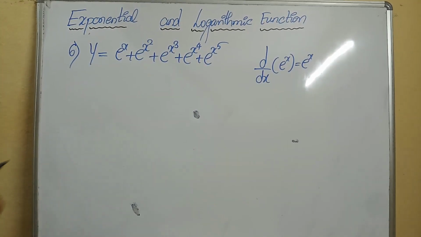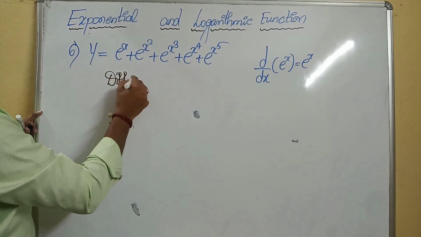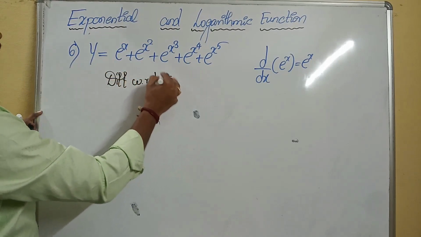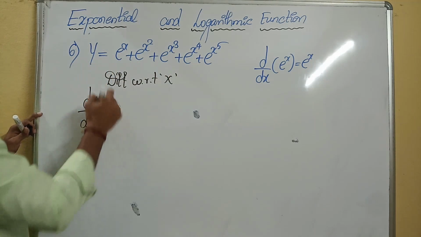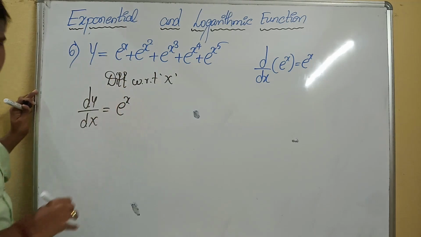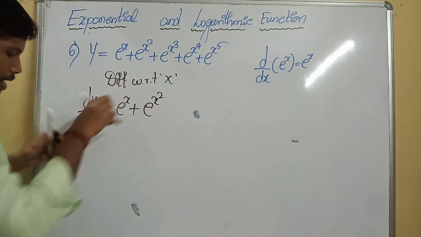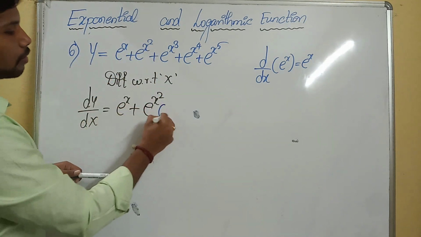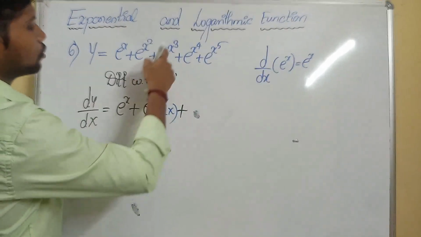Observe the next one. Here the function is given. I'd like to write the derivative of this function differentiating with respect to x. What is dy by dx? The derivative of e raised to x will be e raised to x only. What is the derivative of e to the power x square? E to the power x square as it is, times the derivative of x square, which will be 2x. Okay, got it? Plus, what is the derivative of e to the power x cube?